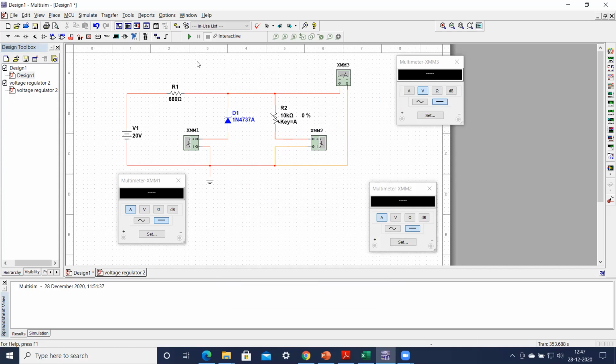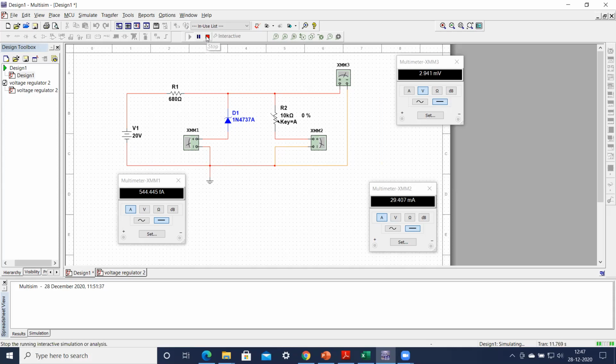Once you simulate this circuit, you can see that this particular current is the current through the load. This current is 29.41, almost 41 milliamperes. The current through the Zener diode is very small, in the femtoamperes, negligibly small, essentially zero. This current will be equal to 20 volt divided by 680 ohms. You can verify that when it is at 0%, because this is acting as a short circuit now.